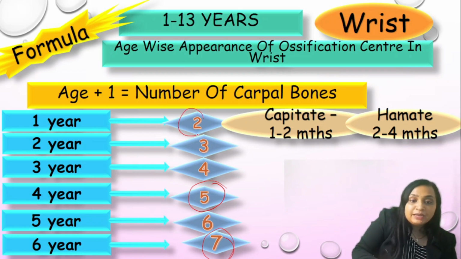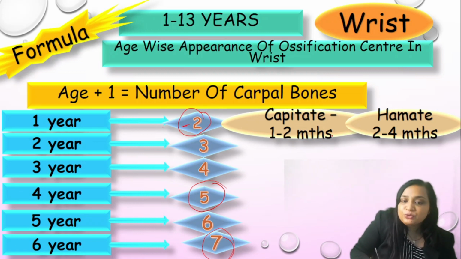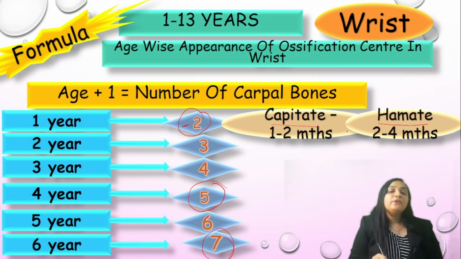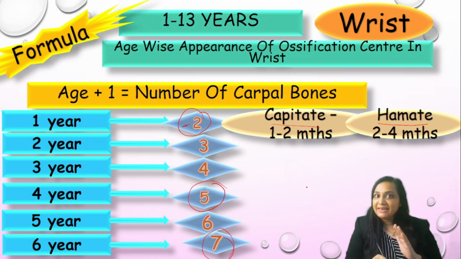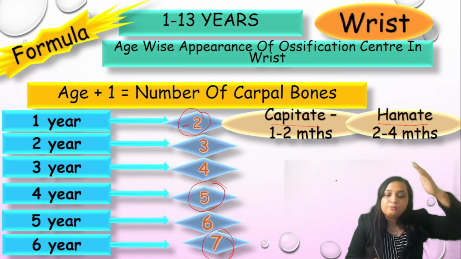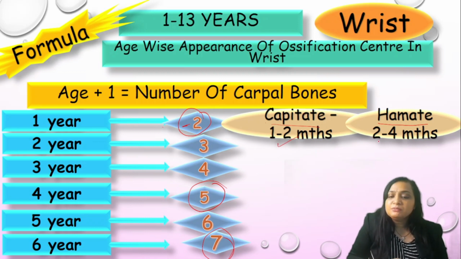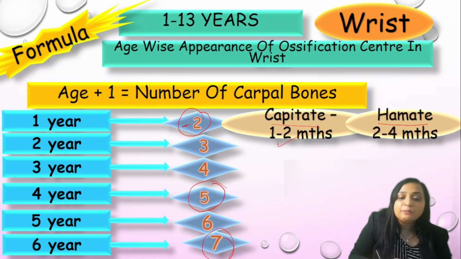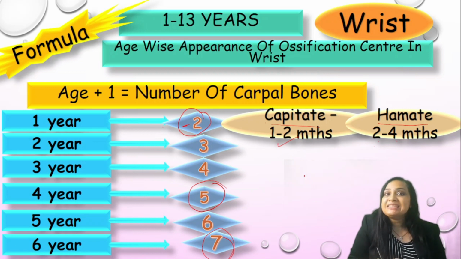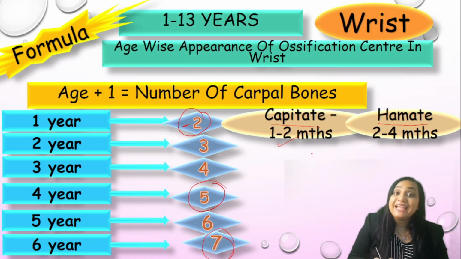But by 1 year, we are having 2 carpal bones. We should know that the first carpal bone is capitate and then hamate. For that, we have to remember cap and head. Cap is always worn on the top. So capitate will come at 1 to 2 months, but hamate will come between the age of 2 to 4 months. Sometimes it is asked which is the first carpal bone to appear, so you should know it is capitate, and then hamate, 2 to 4 months. So by the age of 1 year, we'll have a capitate and hamate.